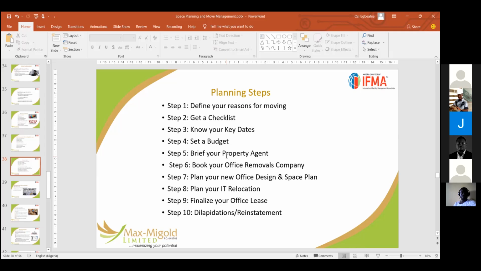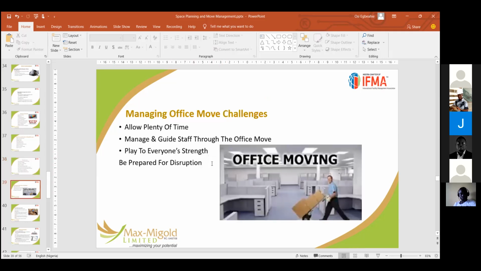Finalize your office lease and do dilapidation or reinstatement. The reinstatement is when, normally in a lease agreement, the owner of the building will just tell you, please return my building the way you met it. So you have to redo it. Or they tell you to pay, or to do a dilapidation schedule of the things that are bad and just pay for it. So it depends on what your agreement is.